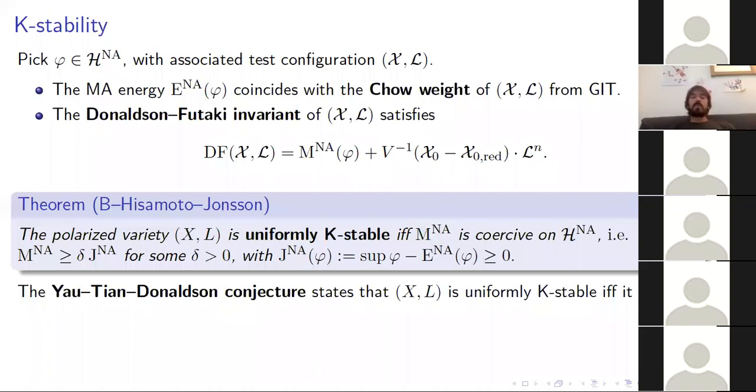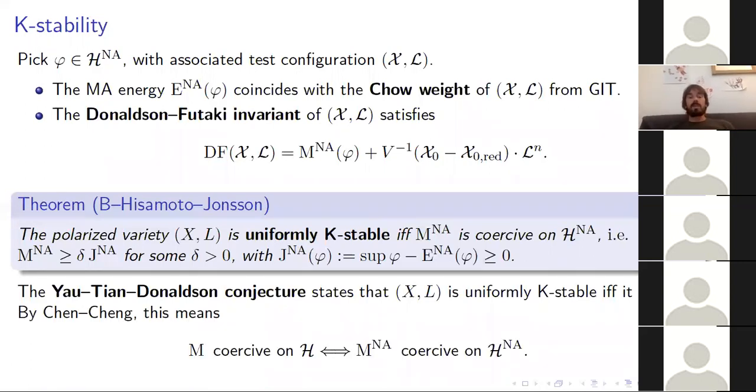And now the Yau-Tian-Donaldson conjecture, so one possible formulation is that (X, L) is uniformly K-stable if and only if it admits a cscK metric. And so it means that you want to relate coercivity of M with coercivity of MNA. You want the two things to be equivalent by the Chen and Cheng result. So I should comment here that this is precisely where the assumption on the automorphism group shows up, because in fact, uniform K-stability implies that the automorphism group of (X, L) is trivial. So this is the formulation of YTD under the assumption of a trivial automorphism group. Otherwise, you have to involve the automorphism group in some way. There is a slightly more complicated looking version of it in the general case as well.